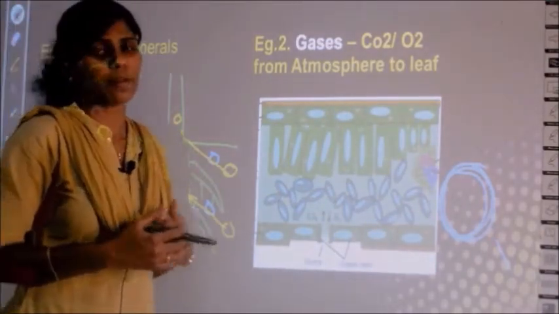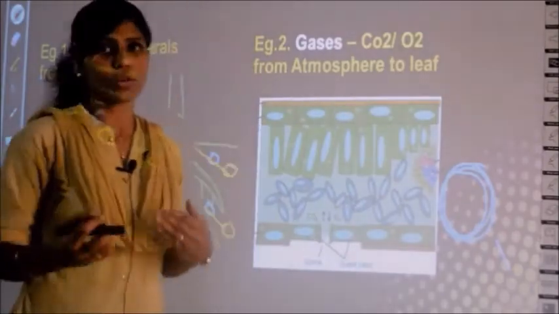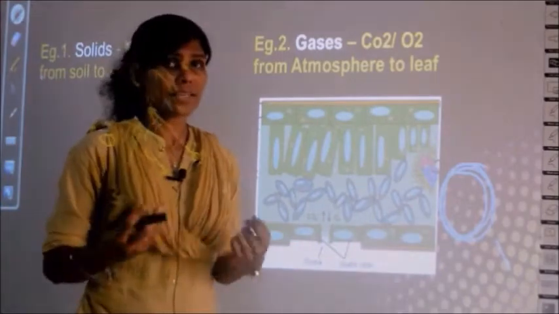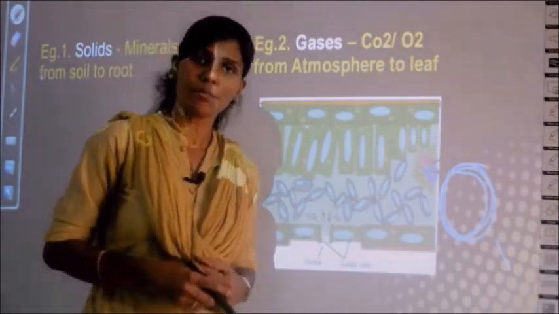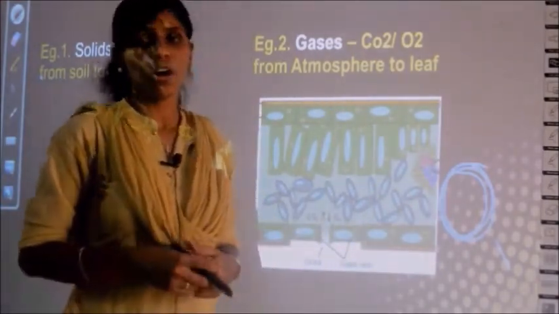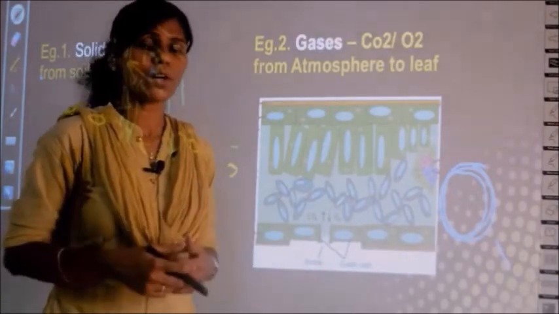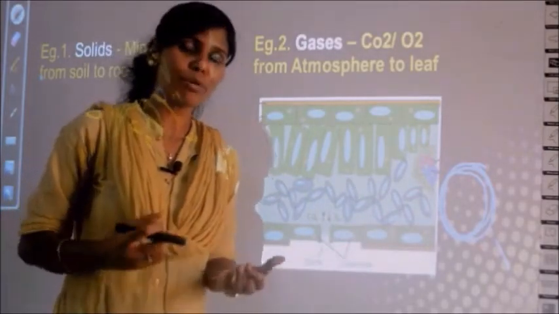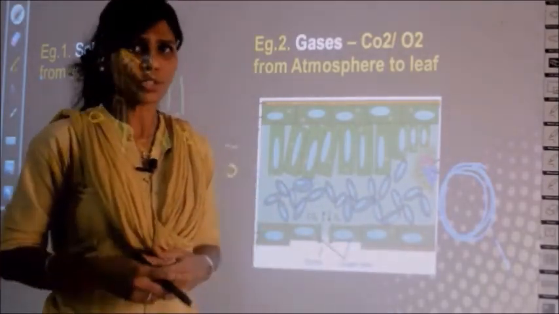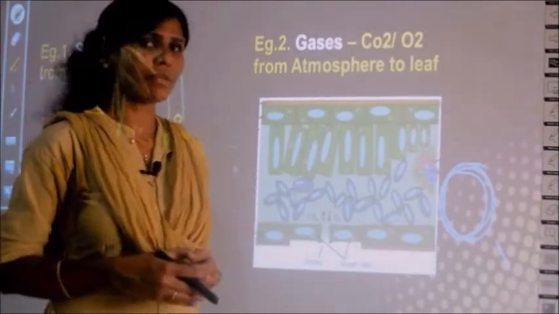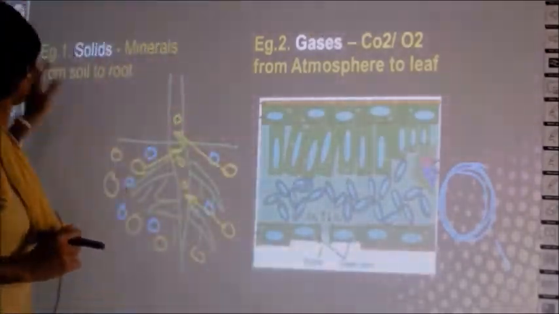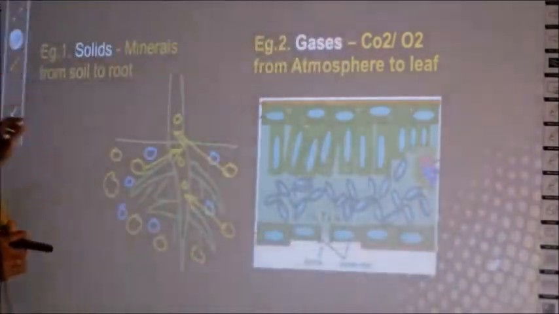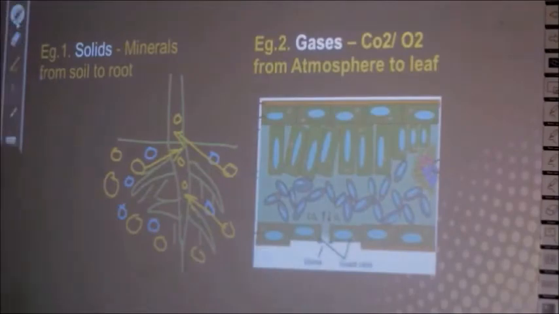The second example: movement of gases is also called diffusion. Plants have two types of gases, right? Either carbon dioxide or oxygen. They take in carbon dioxide from the atmosphere, and by the process of photosynthesis they give out oxygen, right? So automatically the plant will have both types of gases, both carbon dioxide and oxygen. You are going to learn about their movement.